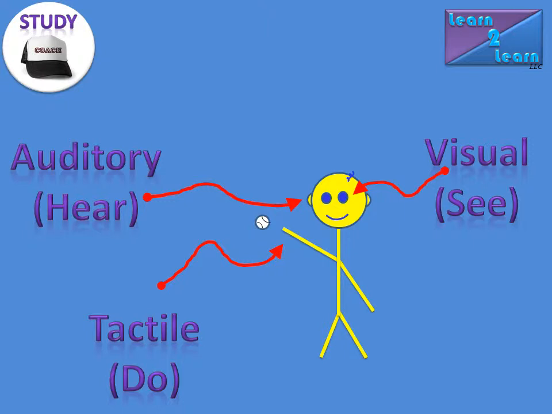Since auditory and visual tend to be passive, and we know that active learning activities are effective, we should strive to change our passive learning activities to active ones. One good way of doing this is by always having a pen or pencil in hand while you are studying, allowing you to take notes, which is an active activity.